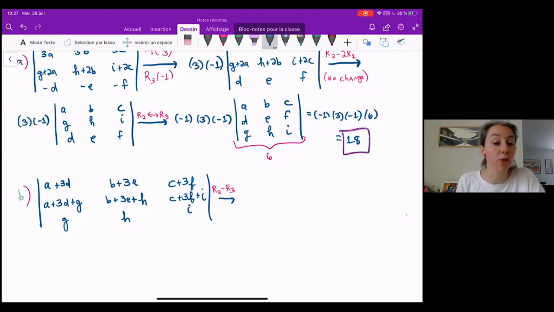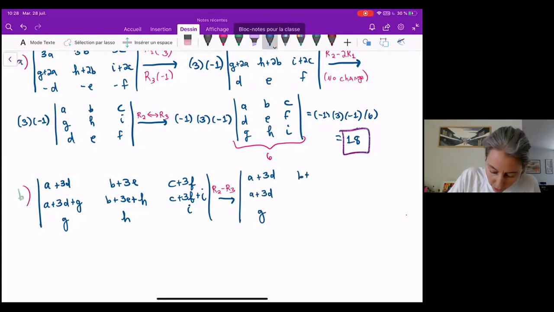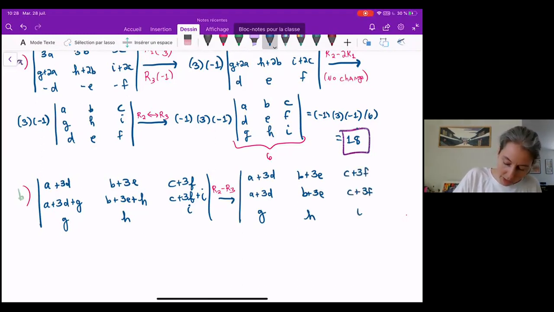I can't just take the 3's off because it's not like everything is multiplied by 3. I have a plus 3d. So it's not that a is multiplied by 3. I have that plus there that stops me from doing that. So here I have a plus 3d. Now this will also be a plus 3d, and then that will still just be g. And now this will be b plus 3e, and now this is h. c plus 3f, and now this is i.